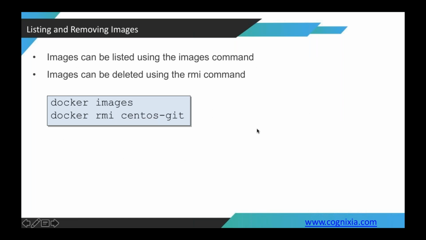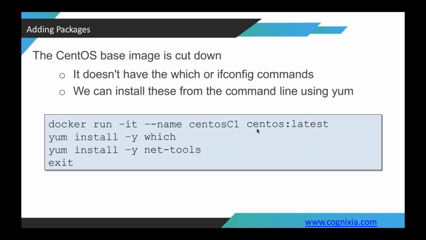All right. So you can list all the images on your local system using the docker images command. If you want to remove any image, then you can issue docker rmi followed by the image that you want to remove from the system. That will remove the image from the system.